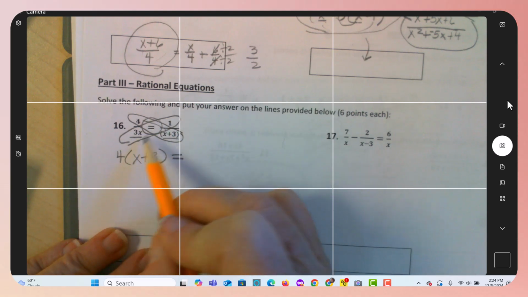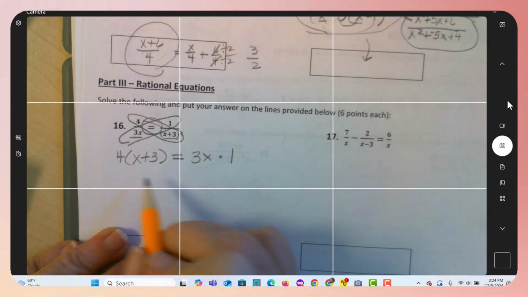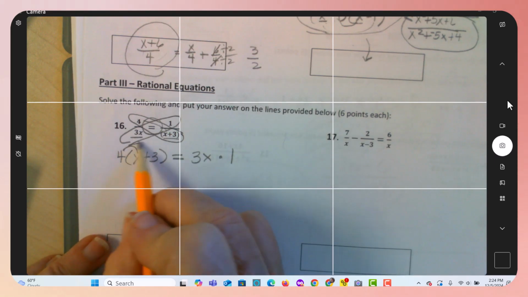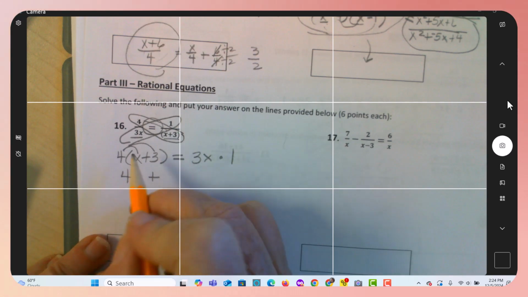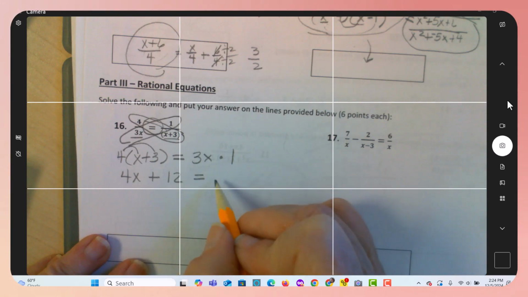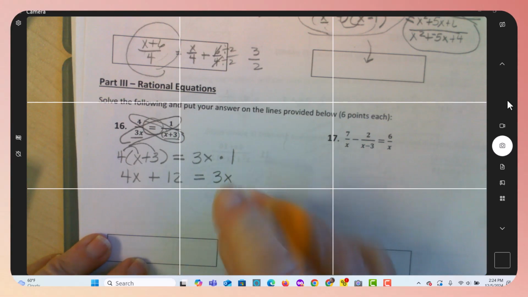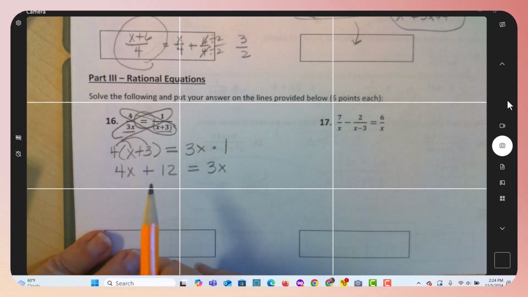And then let's take the other wing. 3x times 1. Okay, 4 times x plus 3, you need to distribute that and get 4x plus 4 times 3 is 12 equals 3x times 1 is 3x. All right, now I'm going to move my x's on the left and my constants on the right.